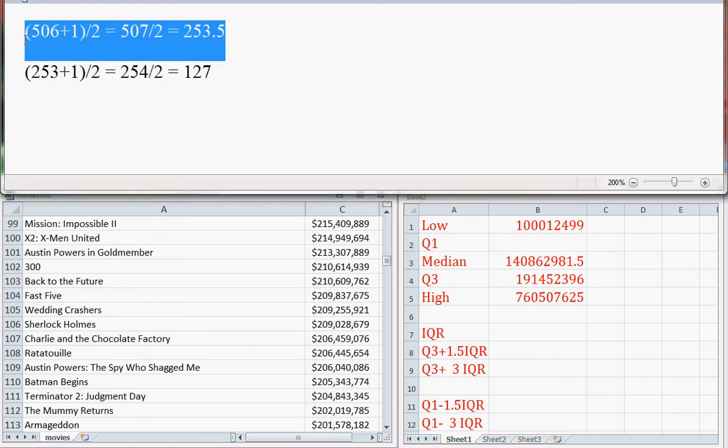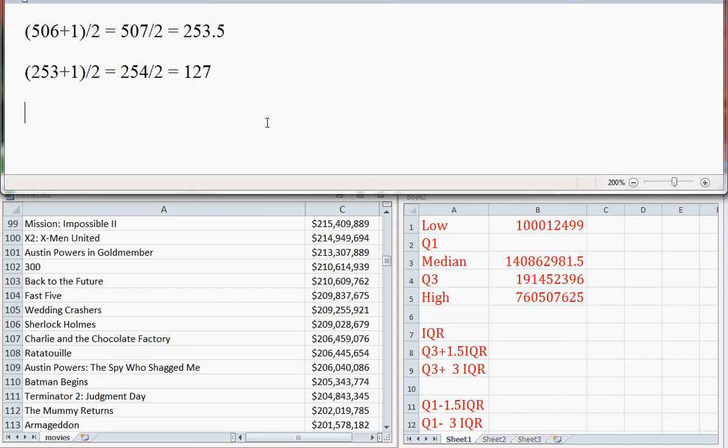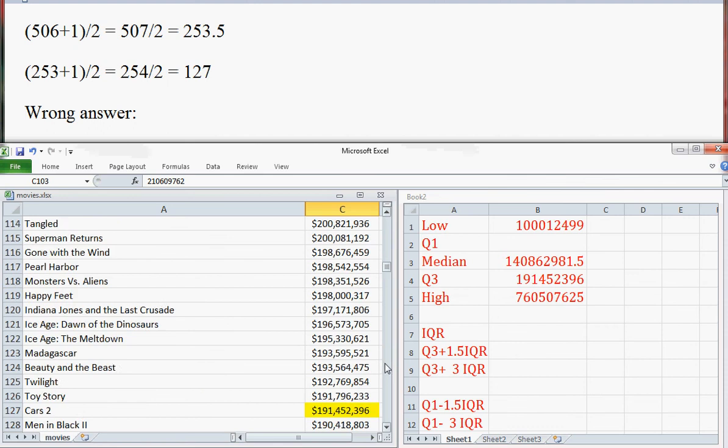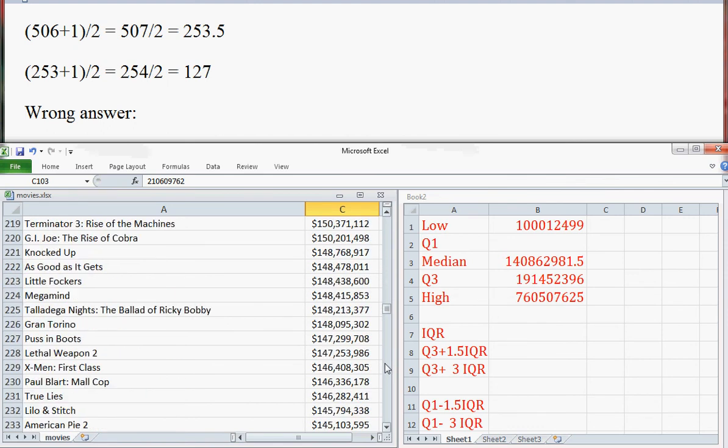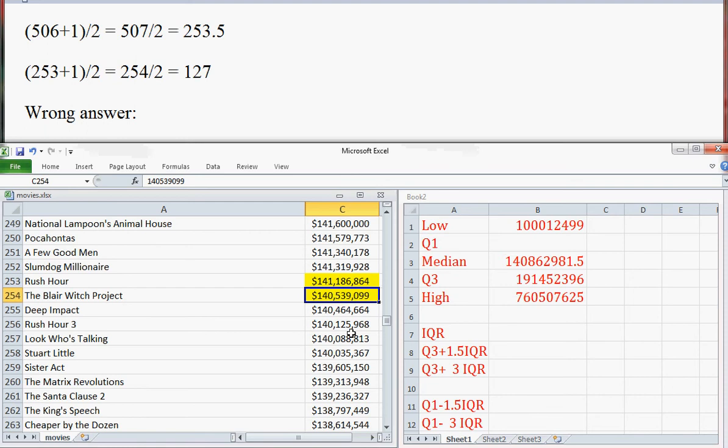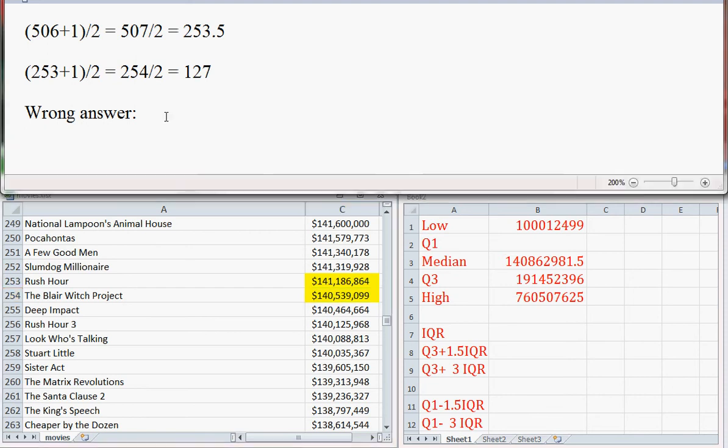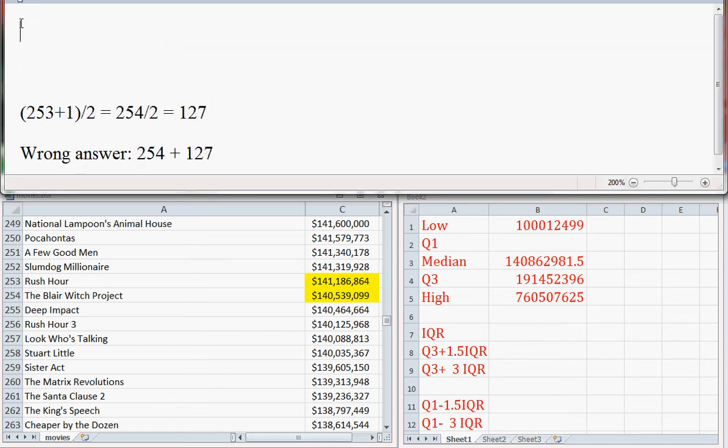Okay, now to get number 127 for the bottom half of the list, the wrong answer would be to take, well, the largest number there would be Blair Witch Project at 140. That's number 254 in the list. So the wrong thing to do would be to take 254 plus 127 to get the rank of the first quartile. Now that's wrong because of the following. Let's imagine that we're listing out these indices in order: 254, 255, 256, all the way down to Die Hard 3 at number 506.